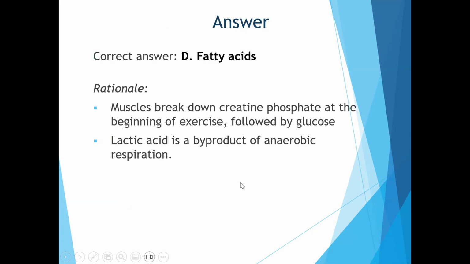So the correct answer there is D, fatty acids. Muscles break down that creatine phosphate at the very beginning of exercise, as soon as we start our exercise. Lactic acid is the byproduct of the anaerobic respiration of glucose, but fatty acids we break down aerobically at rest.